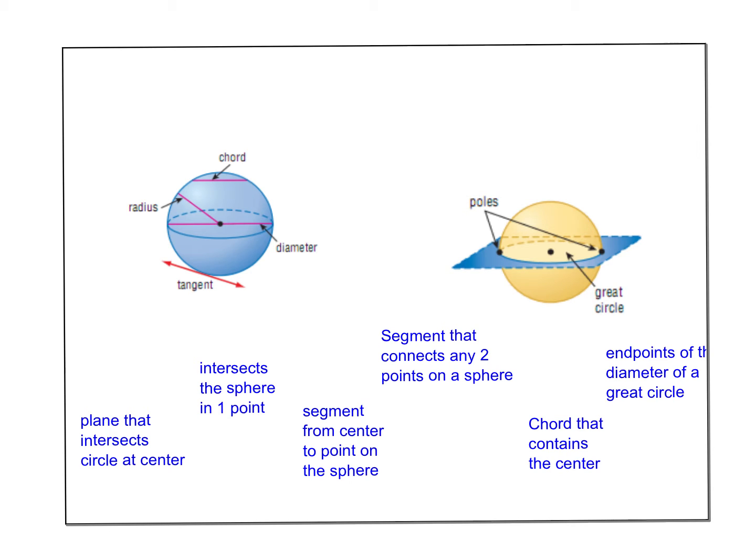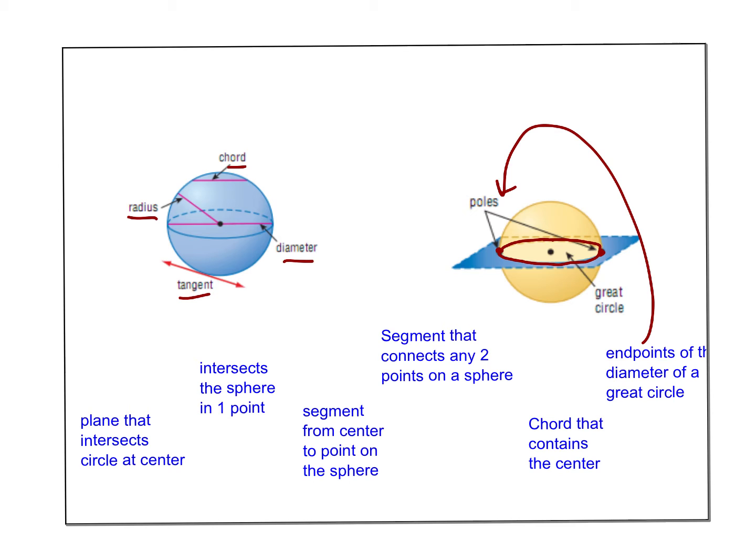We've got some terms you're familiar with: radius, chord, tangent, diameter. Those things you should know. Poles basically mean complete opposite ends. Think North Pole, South Pole. A great circle would be the circle around the largest part of the sphere. So your poles would be like the endpoints of the diameter of a sphere.